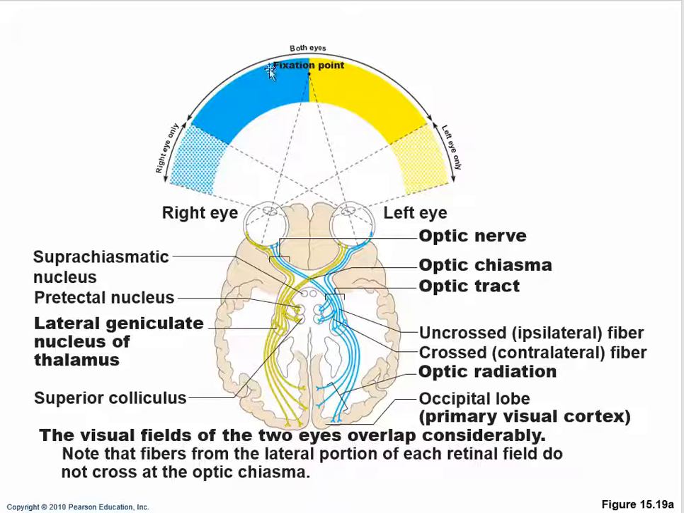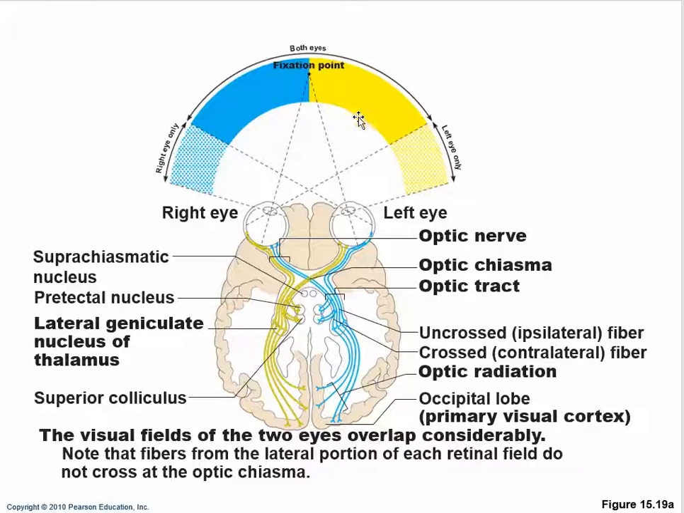Similarly with the left eye, this area in blue goes to the lateral part of the left eye and the medial part of the right eye. The medial part crosses over. The lateral part stays on the same side in these optic tracts, and they go back here. So looking straight ahead, both eyes are these. In here and in here is only one eye. I'm not that worried about that.